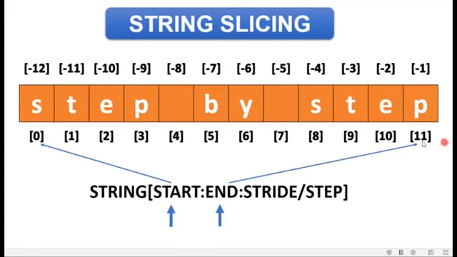So end, if I am not writing any value over here, it will by default point towards the end index position. Third, stride. Stride or step value. So what is that? Stride value refers to how many characters you want to move forward after retrieving the previous character. So what does it mean?